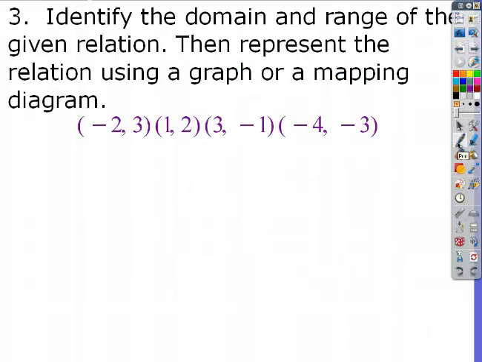All right, problem number 3 says identify the domain and range of the given relation, then represent the relation using a graph or a mapping diagram. So I'm actually going to do this problem 2 different ways. I'm going to identify the domain and range, and then I'm going to graph the points, and I'm going to use a mapping diagram. But remember, you only have to do one, either the graph or the map. You do not need to do both. So we're going to start off with domain and range.